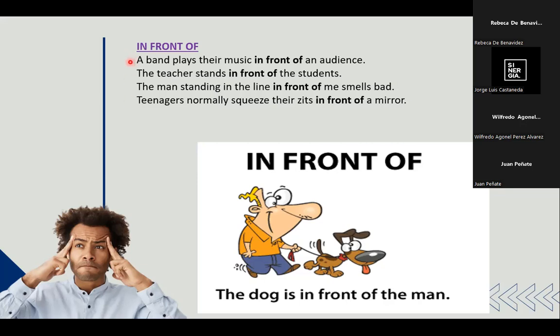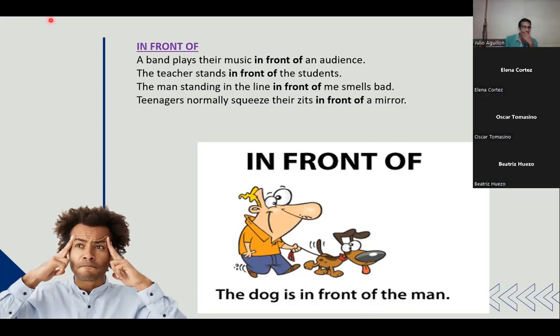Now, let me see. In number one, it says a band plays their music in front of an audience. Una banda toca su música en frente de una audiencia. Number two, the teacher stands in front of the students. El maestro se para en frente de los estudiantes. The man standing in the line in front of me smells bad. El hombre que está parado en la línea frente a mí huele mal. Number four, teenagers normally squeeze their zits in front of a mirror. Adolescentes normalmente se sacan los granos en frente de un espejo. And here we have the last example, the dog is in front of the man. El perro está enfrente del hombre.